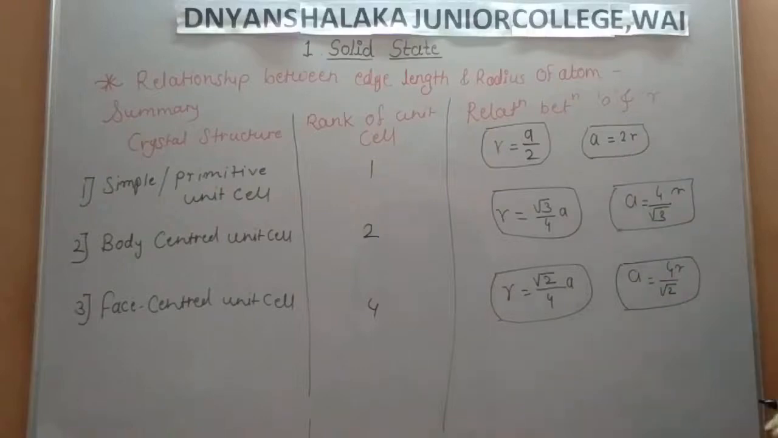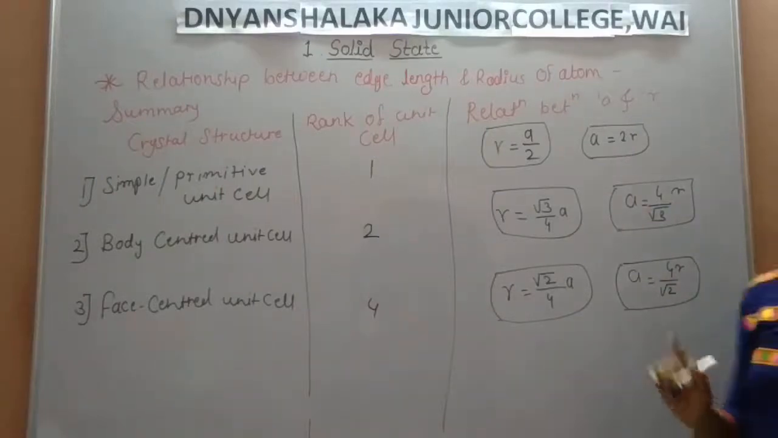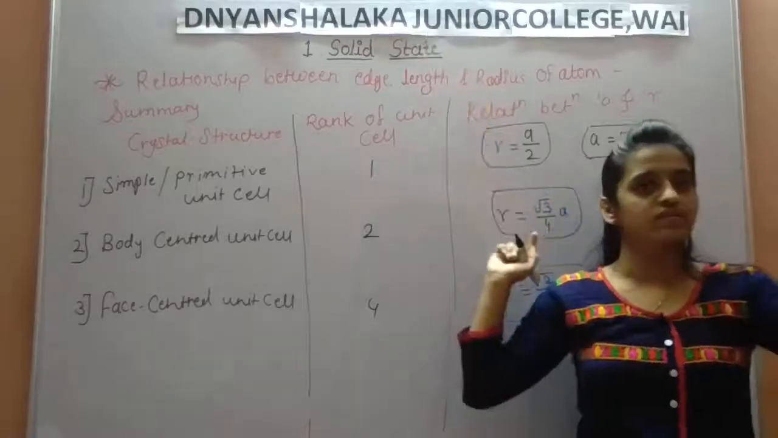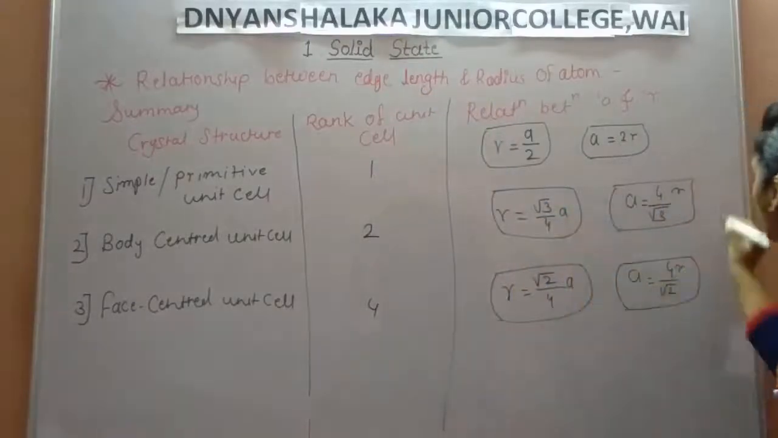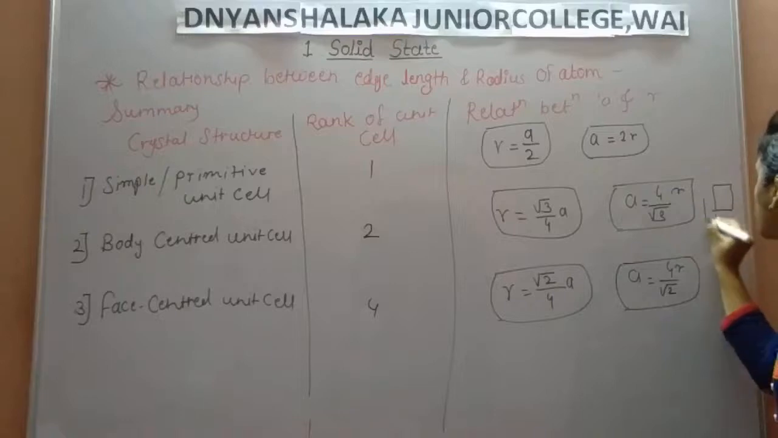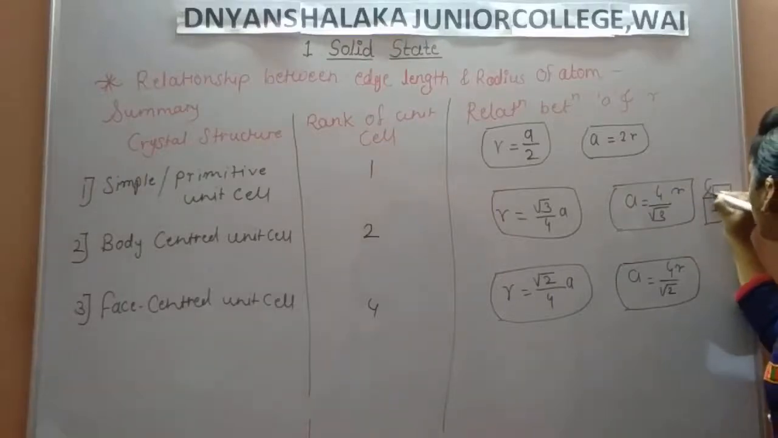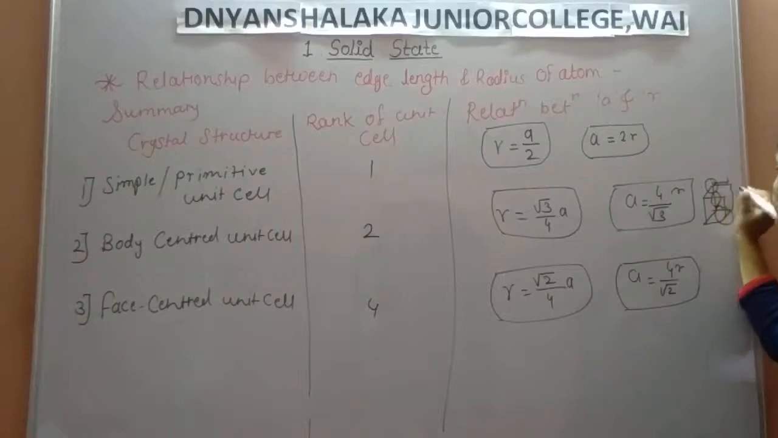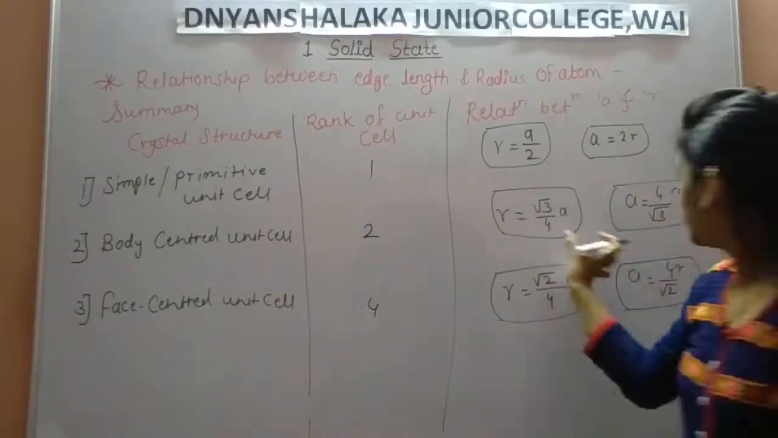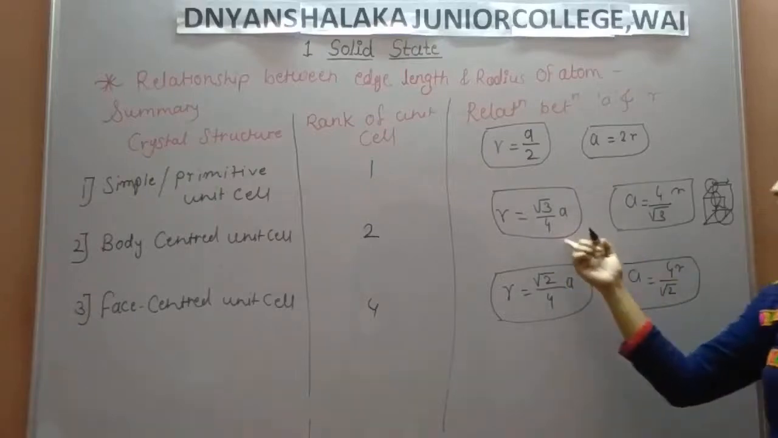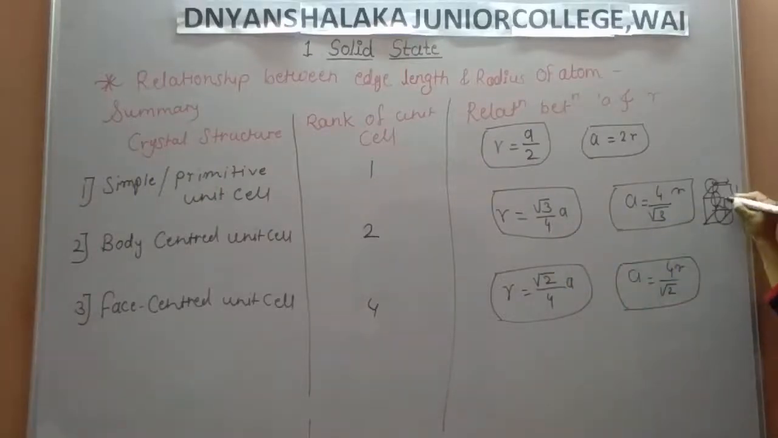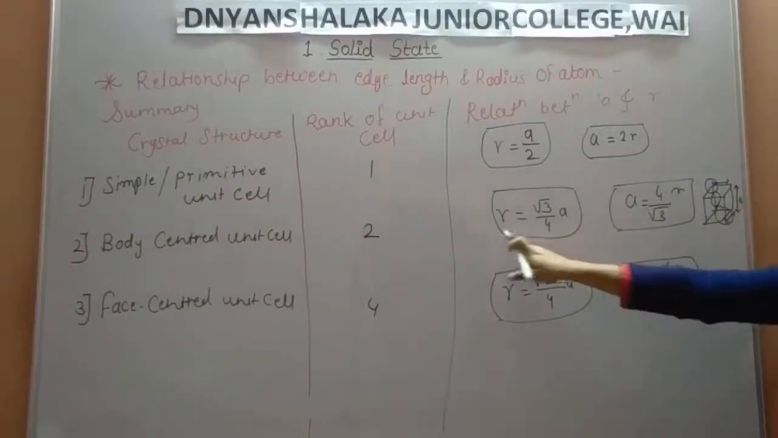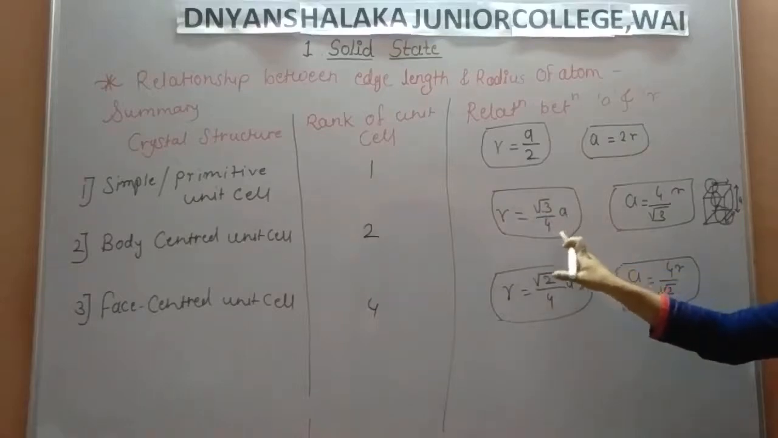Means for body center, how much distance did we consider? We considered the whole body diagonal. This is the first corner, this is the middle and this is the last corner. So how do we get 3 times A? Simply, logically, we remember this relationship between A and R. The distance covered is 3 times A. So we get R equal to root 3 into A upon 4.